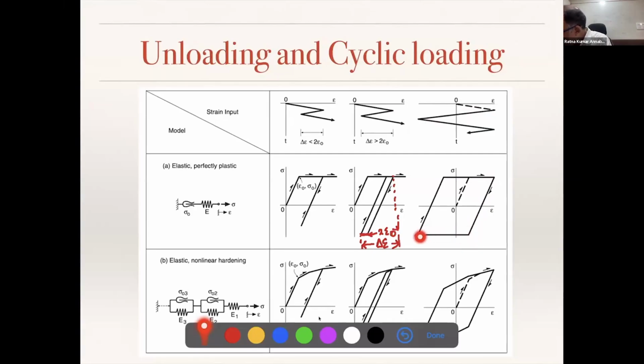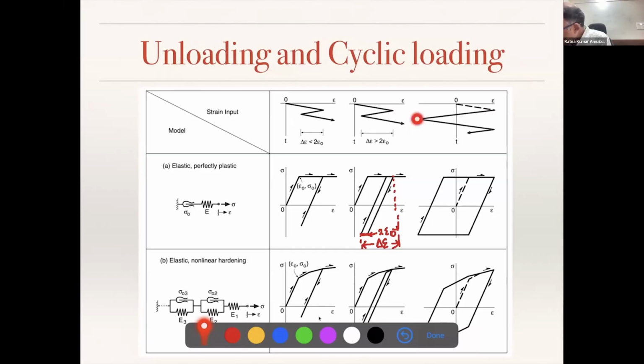The strain happens in this direction. So from here to here is the distance from here to here. You can see that this is your epsilon axis. Here, this is your epsilon axis. Can you see that?